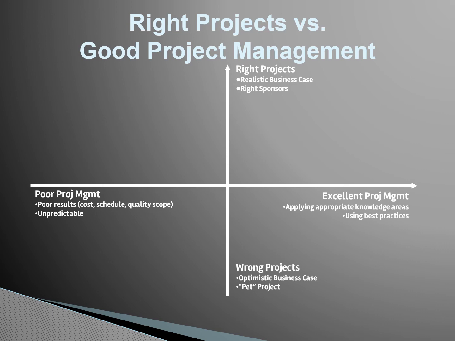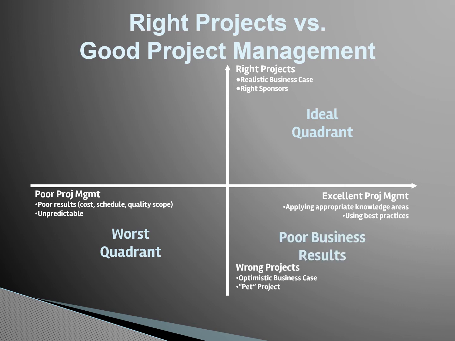So when you have this, where do we want our projects to be? Clearly, the ideal quadrant is the top right quadrant. This is where we have chosen the right projects with a strong business case, and we are executing these projects with excellence. Probably as obvious, opposite to that is the lower left quadrant, which would be the worst projects. These are where we have wrong projects and we manage them poorly.